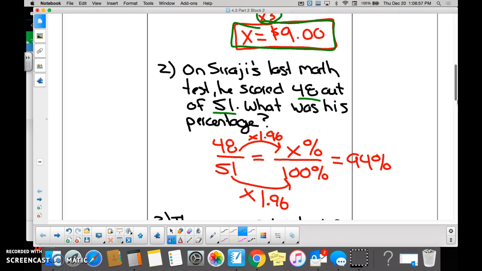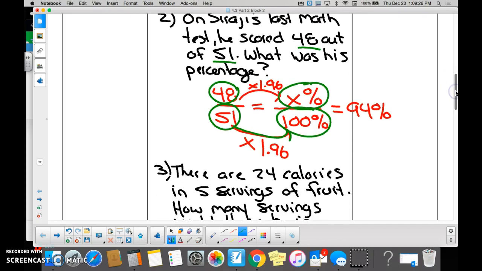Yes. So what we did is we wrote our proportion. Siraji got 48 out of 51. And we know that if you would have gotten 51, that would be what percent? 100%. So the only thing we don't know is his percent, right? So can you easily get from 51 to 100? No. So what do you do? What's the first thing you try to do? Simplify. And we decided we could not reduce 48, 51, even though you technically can, but we did not know how. So then we just decided to go from 51 to 100.